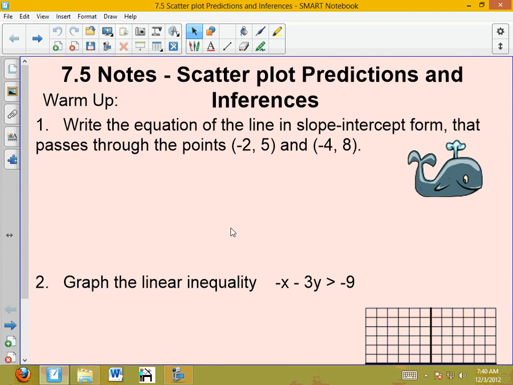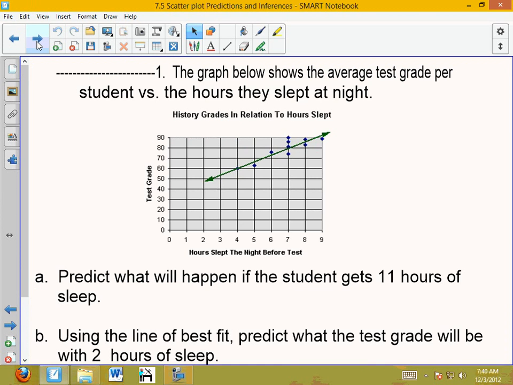Okay, this is 7.5, scatter plot predictions and inferences. All we're going to do is have some scatter plots and make predictions, as the title says. This is how it goes.